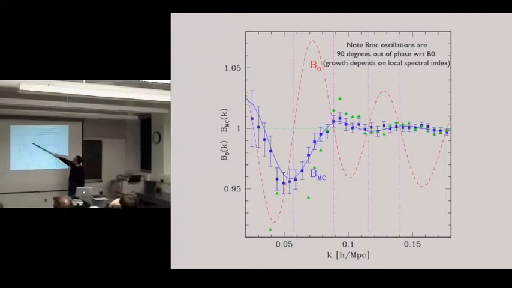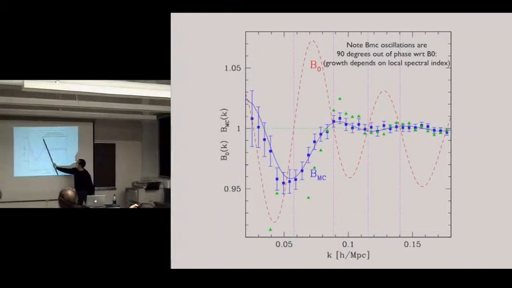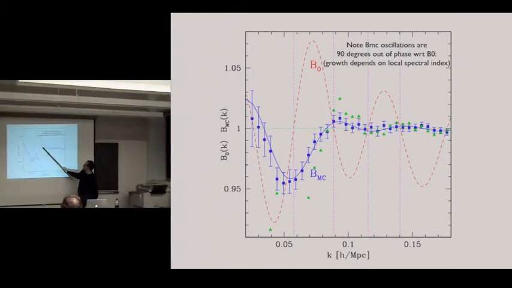So here, when the derivative is maximally positive, you grow less. When the derivative is maximally negative, you grow more, and then you grow less, and then you grow more. And so here you subtract. If you subtract, you move this down. Here you add, so you move it up. So that where it crosses unity actually shifts towards smaller scales.